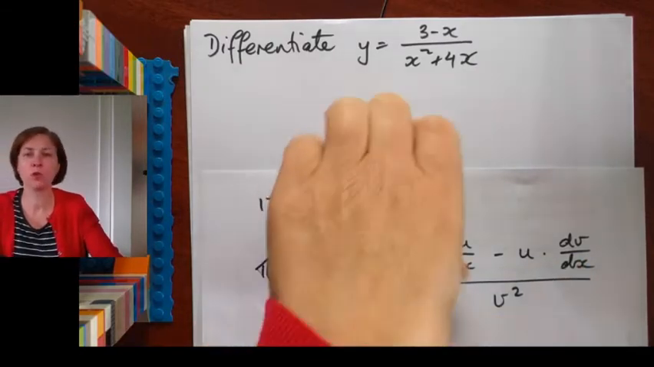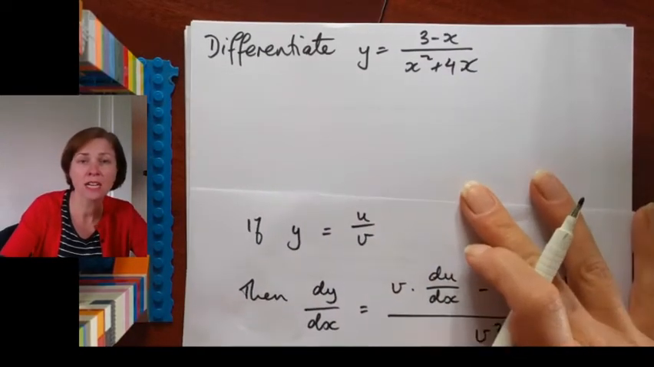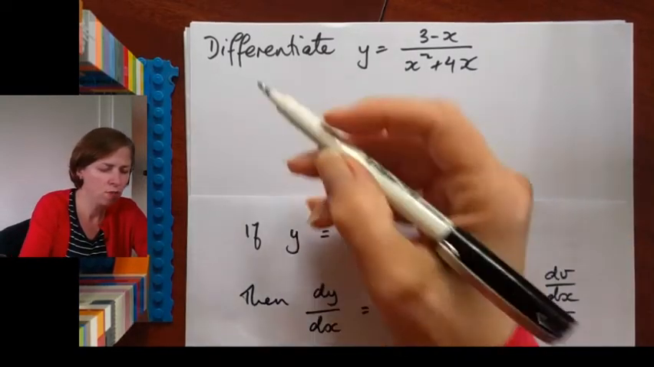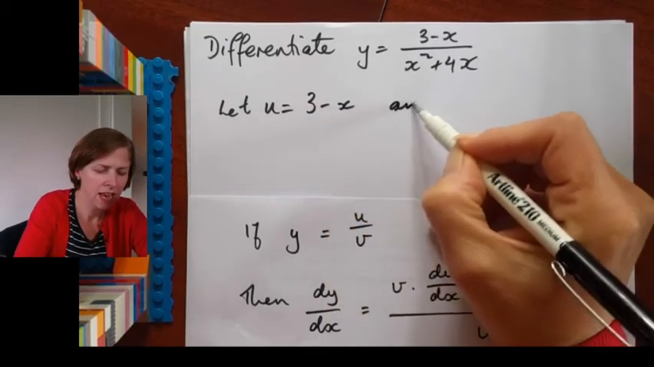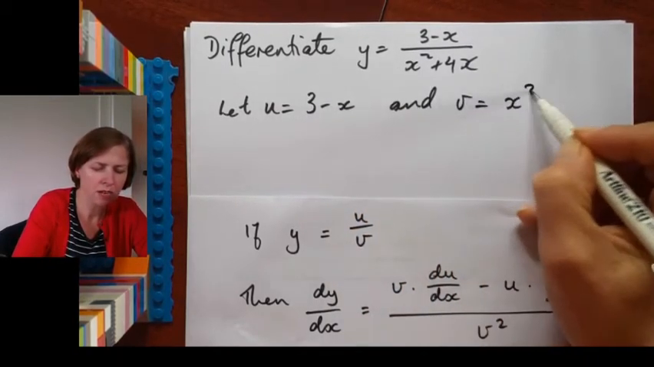So first of all, as my working, I'm going to define u and v. So u is my numerator. Let u equal 3 minus x and v equal x squared plus 4x.